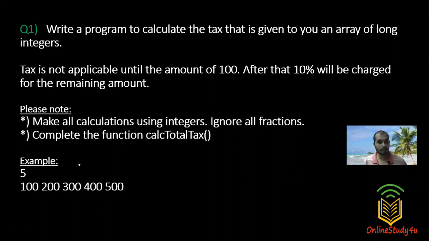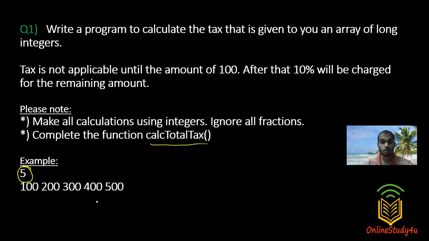Please make note that all calculations are to be done using integers. That is nothing but you should ignore all fractions, that is point something. And you should complete the function called calc total tax. One example would be for 5. You'll be given 5 as the input, that is nothing but the number of elements in the given array. And 5 elements of the array would be given: 100, 200, 300, 400, and 500.